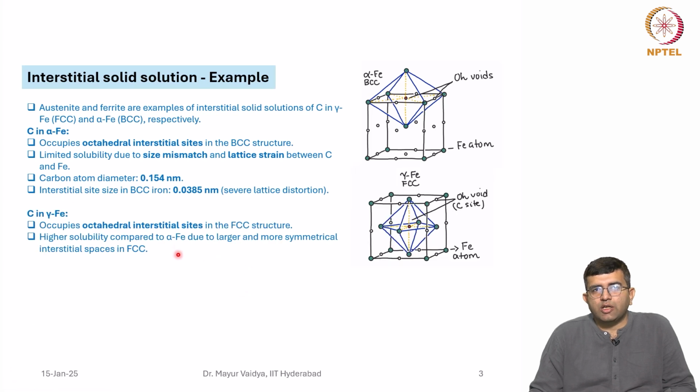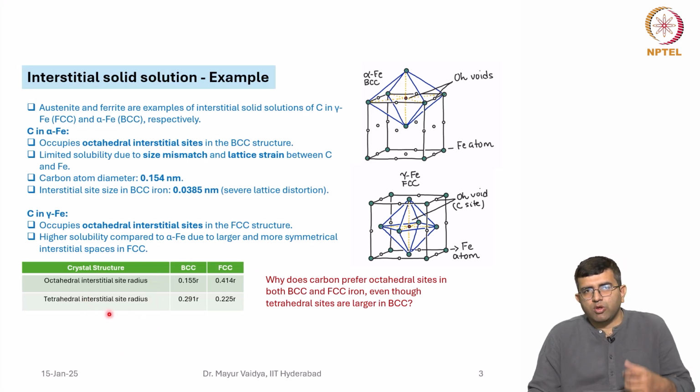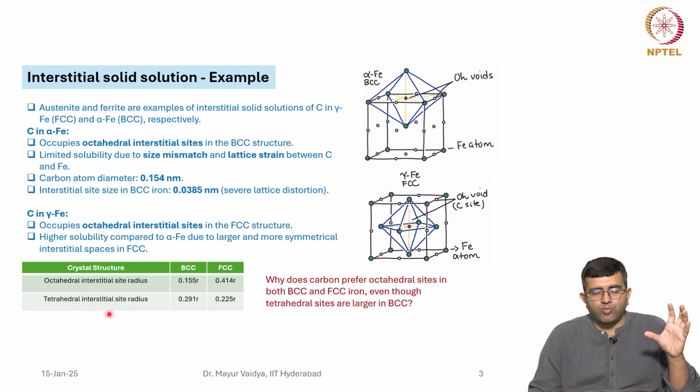Carbon in gamma iron occupies the octahedral interstitial sites in the FCC structure, which is indicated here. This is the octahedral site, this is the octahedral site, and there is higher solubility as compared to alpha iron due to larger and more symmetrical interstitial spaces in FCC. These are the radius ratios for various octahedral and tetrahedral sites. This we also saw briefly when we were talking about structure and defects.